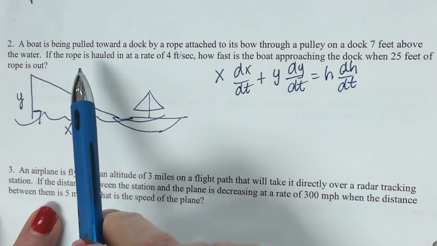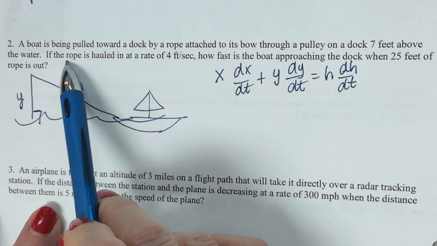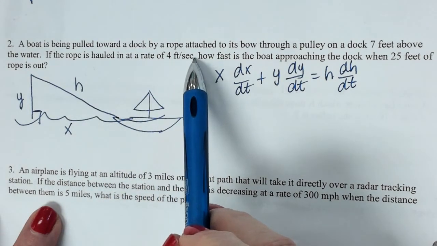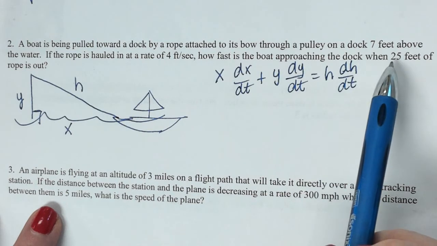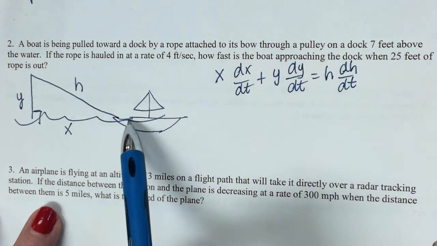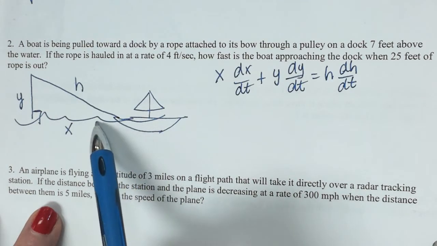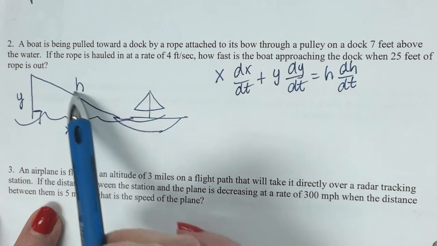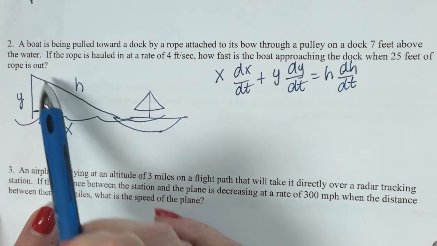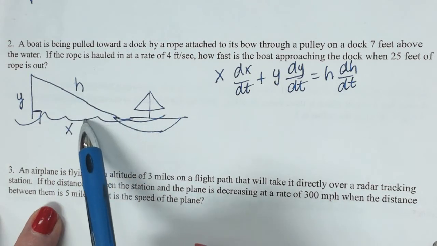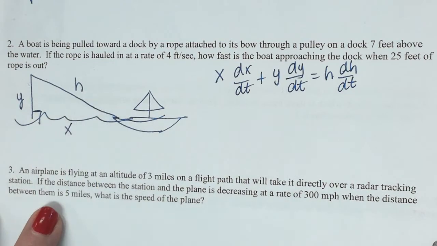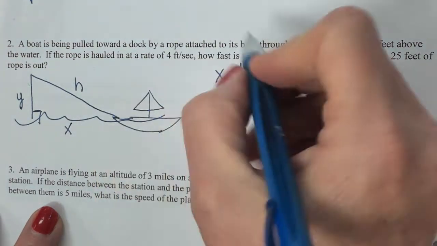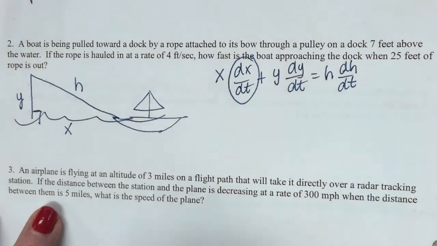So first I'm going to figure out what it is I'm trying to find. If the rope is hauled in at a rate of 4 feet per second, how fast is the boat approaching the dock? The boat approaching the dock. Here's the path of the boat approaching the dock. The boat is not going to come up out of the water. The boat stays in the water as this gets reeled in. So what is it I'm trying to find? dx/dt, right. So this is what I'm solving for.